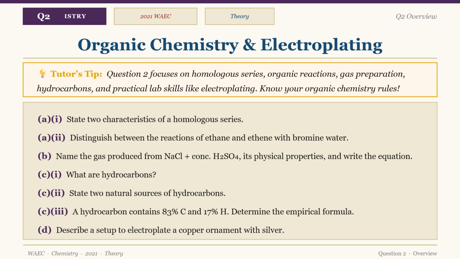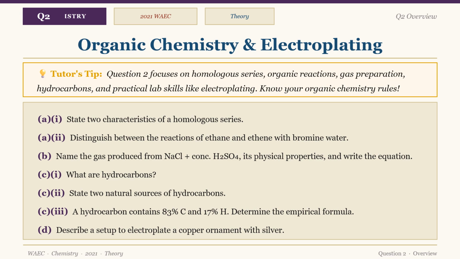not the other AI. Question AI says state 2 characteristics of a homologous series. AII says distinguish between the reactions of ethane and ethene with bromine water. B says name the gas produced from sodium chloride plus concentrated tetraoxosulfate(VI) acid, and then its physical properties, and write the equation.